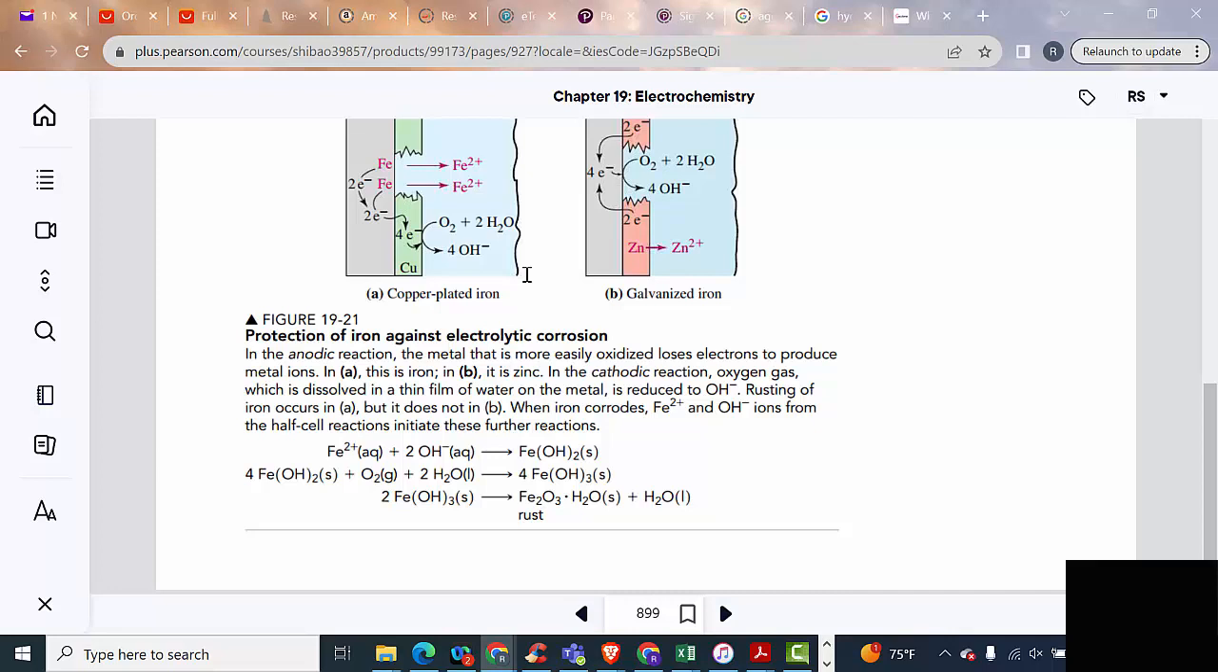There's one final section of chapter 19. I don't know if I'm going to cover it today. The final section is electrochemical stoichiometry. And we just introduced new conversion factors. That's it.